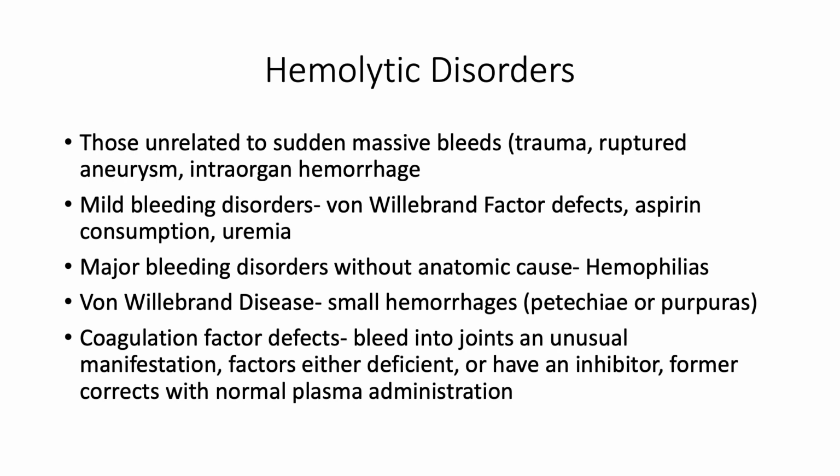The factors are either deficient or they have an inhibitor, and if you provide normal plasma administration, the deficiencies will be corrected. If it's an inhibitor, no amount of normal plasma can correct for that, and this is a way to distinguish between a deficiency of a factor or an inhibitor of the factor in question.